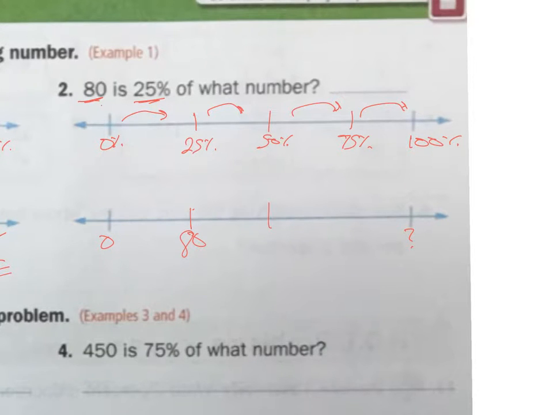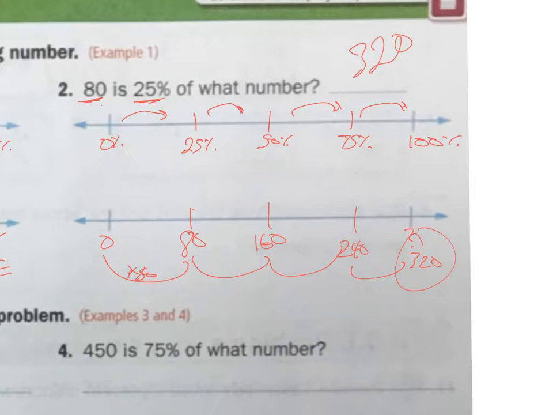Okay, now it says 25% is 80. So that's 80. I went from here to here, plus 80. Now I have to do another plus 80, so that's 160. Another plus 80, 240. Another plus 80 is 320. And that's what I'm looking for, 320. So 80 is 25% of 320.